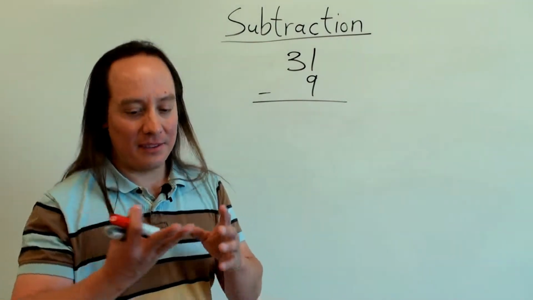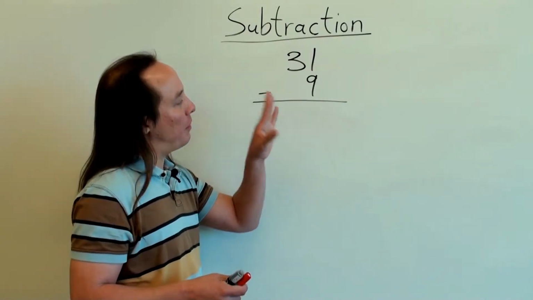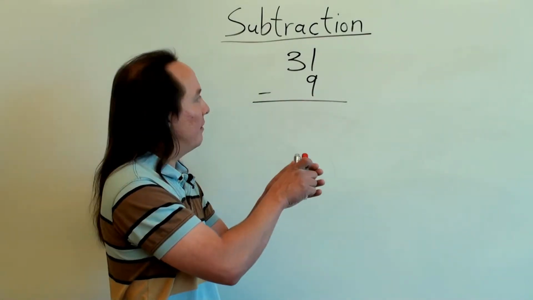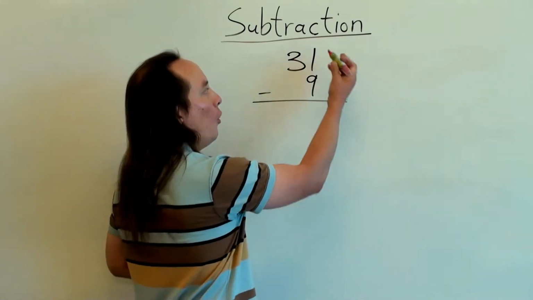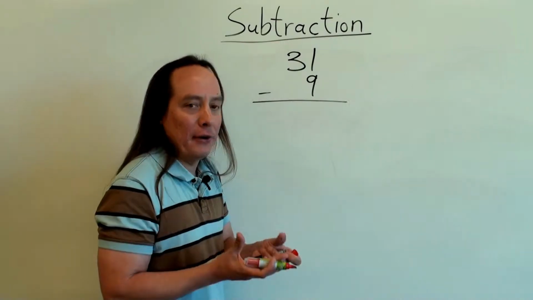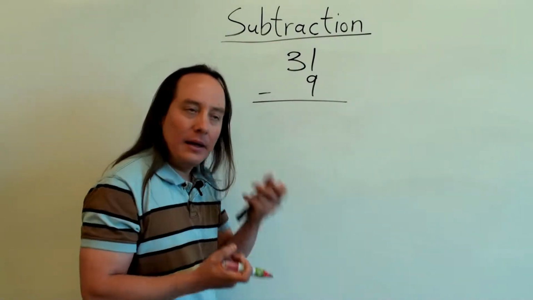But if I have doubts, I could use my fingers, but it'd probably be better for me just to write it down and do the steps. So that's what we're going to do. 1 minus 9, I can't do it. 1 doesn't have enough for me to take away 9.